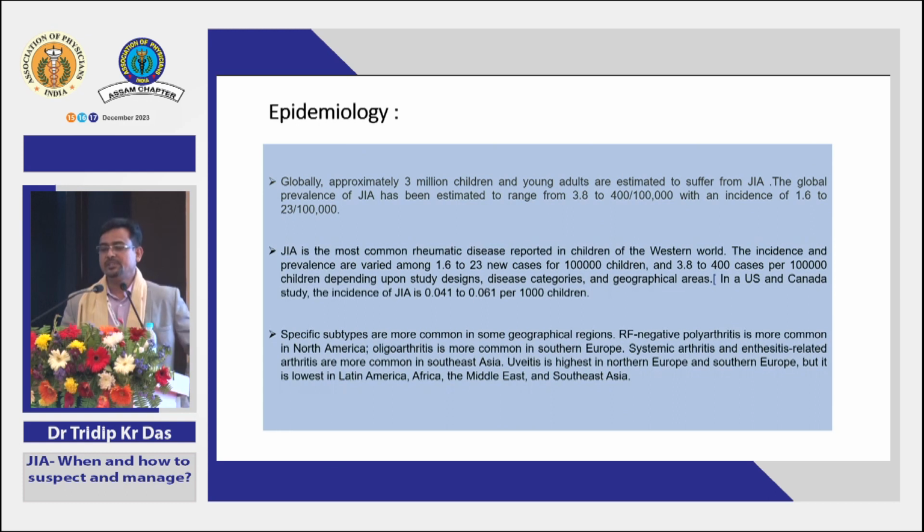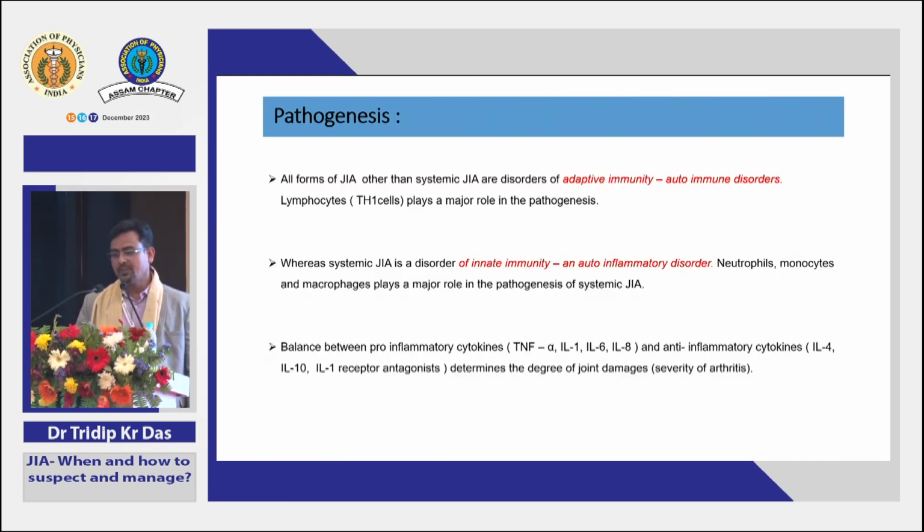So what is the epidemiology? Approximately 3 million children and young adults are estimated to be suffering from JIA. JIA is one of the most common rheumatological disorders present in children. Some specific types are present in specific geographical locations. For example, RF negative polyarthritis is basically present in North America, whereas oligoarthritis is much more common in European countries, whereas psoriatic as well as enthesitis-related arthritis are much more common in the Asian subcontinent.